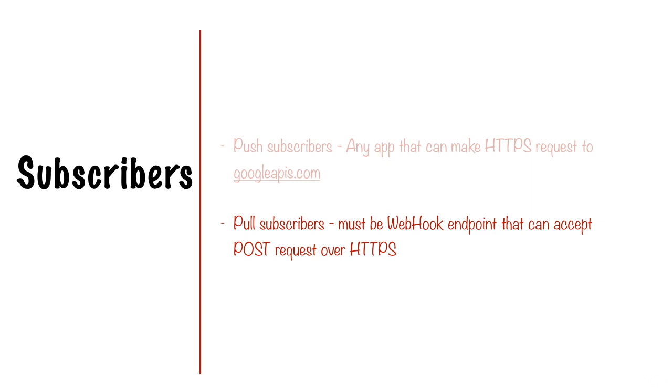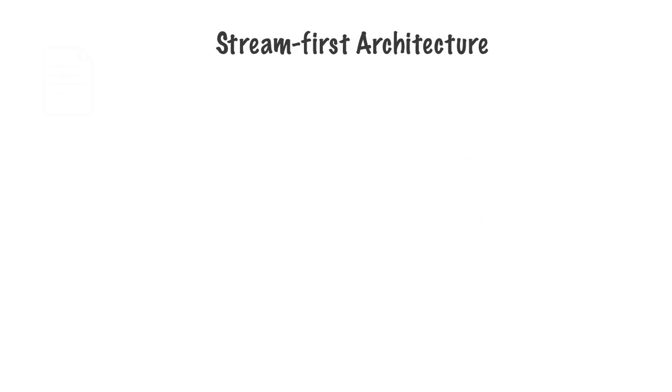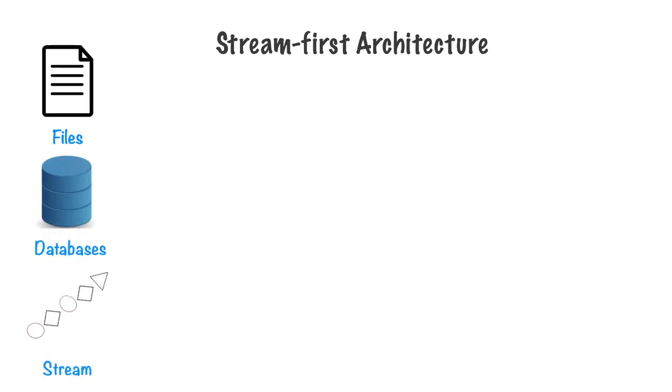PubSub service. Let's now tie this conversation about PubSub back to our discussion of a stream first architecture. We had discussed how in traditional systems which rely on files or databases for batch processing, there is a clear source of truth. The data is whatever data resides in the file or in the database. There's very little ambiguity. But as soon as we transition to a stream first architecture, the data now might come in from a stream or from a traditional system.